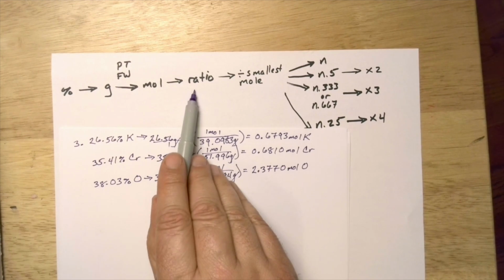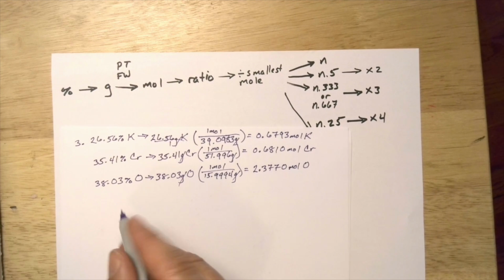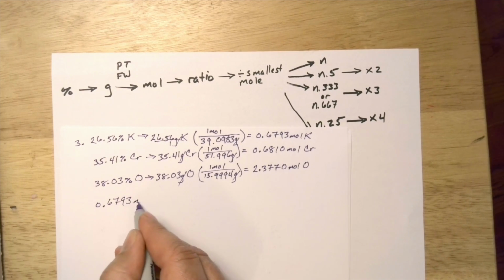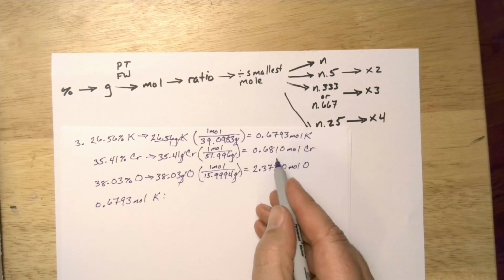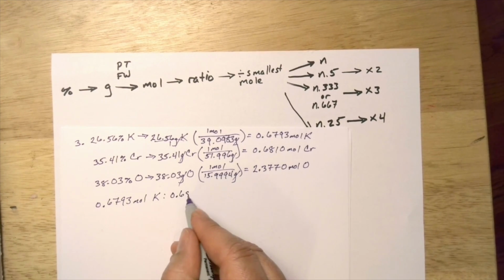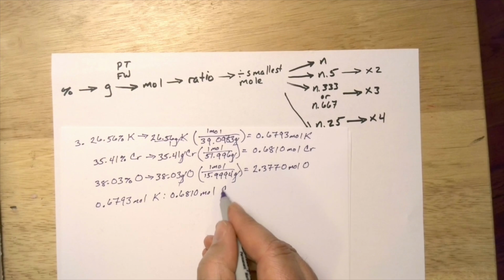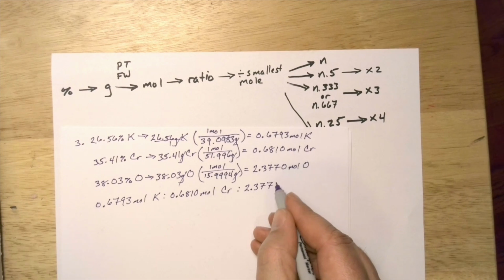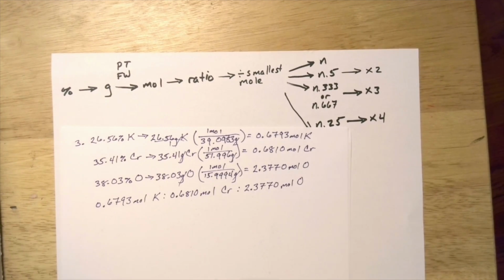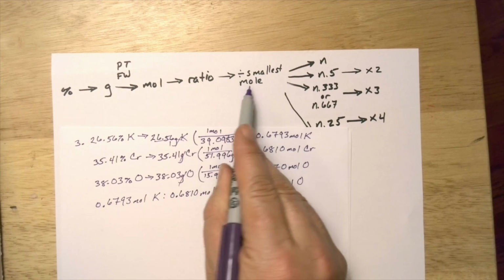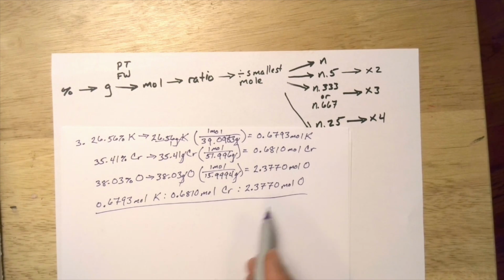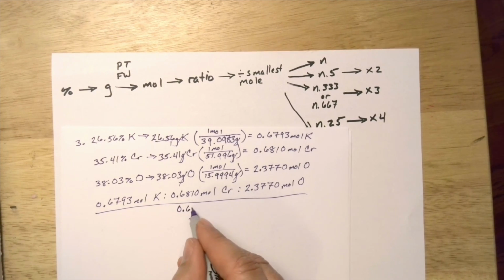Now we need to set up a ratio. So we're going to have 0.6793 moles of potassium is in ratio to 0.6810 moles of chromium, which is in ratio to 2.3770 moles of oxygen. Then we're going to divide by the smallest mole. So looking at all three of these numbers here, the smallest one will be for the potassium, which is 0.6793.